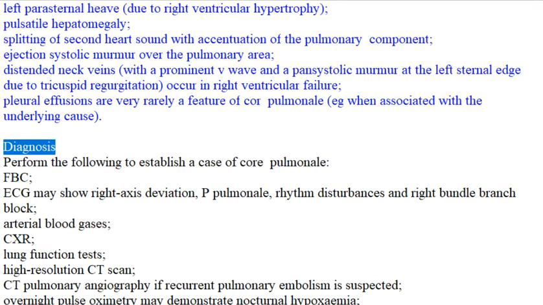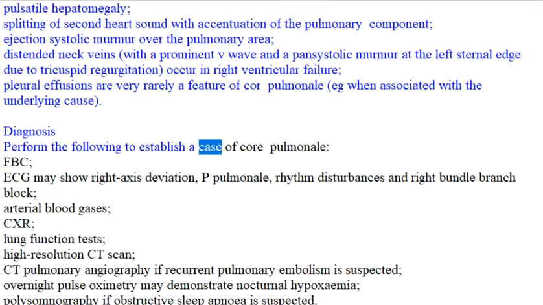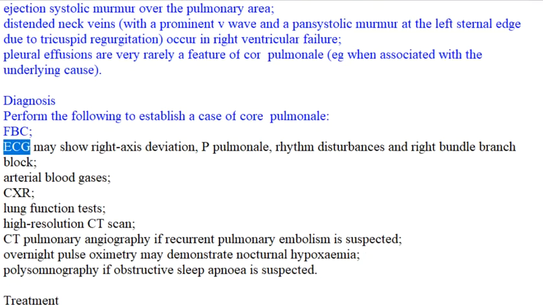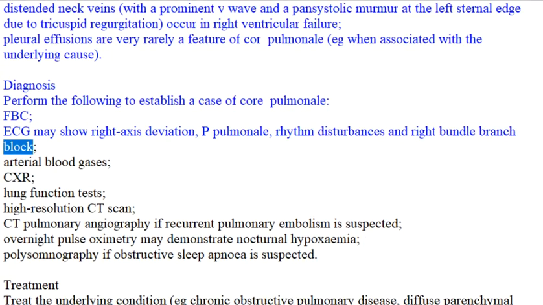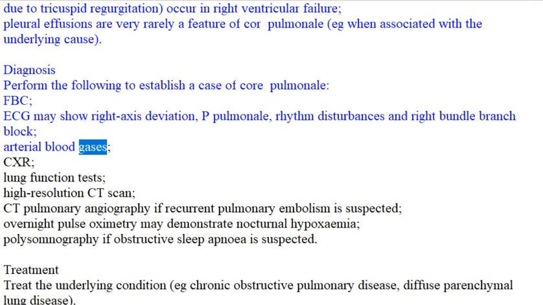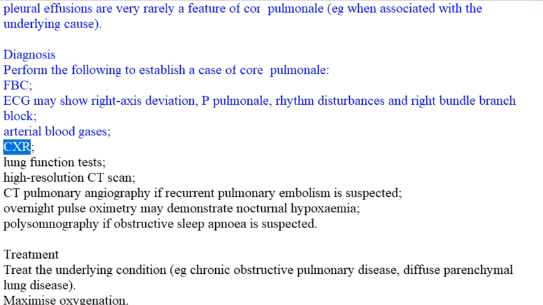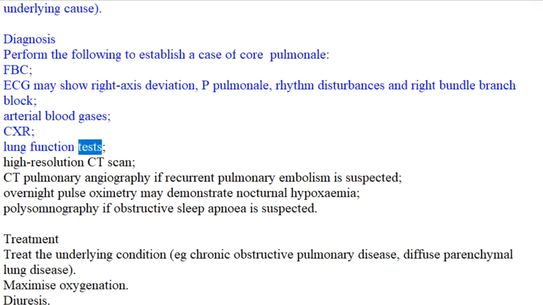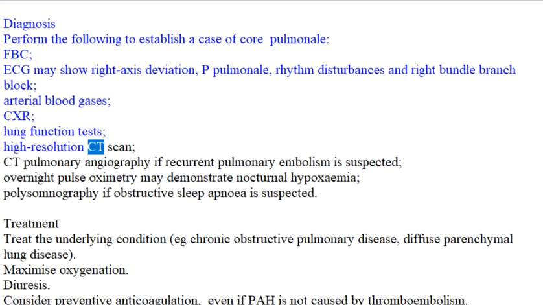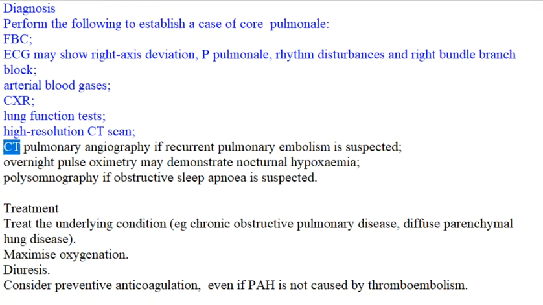Diagnosis. Perform the following to establish a case of cor pulmonale. FBC. ECG may show right axis deviation, P pulmonale, rhythm disturbances, and right bundle branch block. Arterial blood gases. CXR. Lung function tests. High-resolution CT scan. CT pulmonary angiography if recurrent pulmonary embolism is suspected.